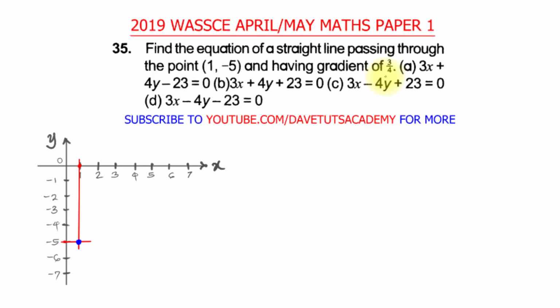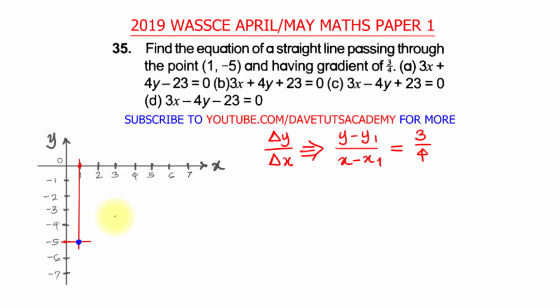But in the question, we are told that we have a gradient of 3 over 4. Now, what is the meaning of gradient of 3 over 4? Gradient is actually the change in y over the change in x. And that is why for the formula, we always say it is y minus y1 over x minus x1, and that had been given to be 3 over 4. Meaning that if you have 3 units change in y, there is a corresponding 4 unit change in x. That's why we have change in y is 3, change in x is 4.